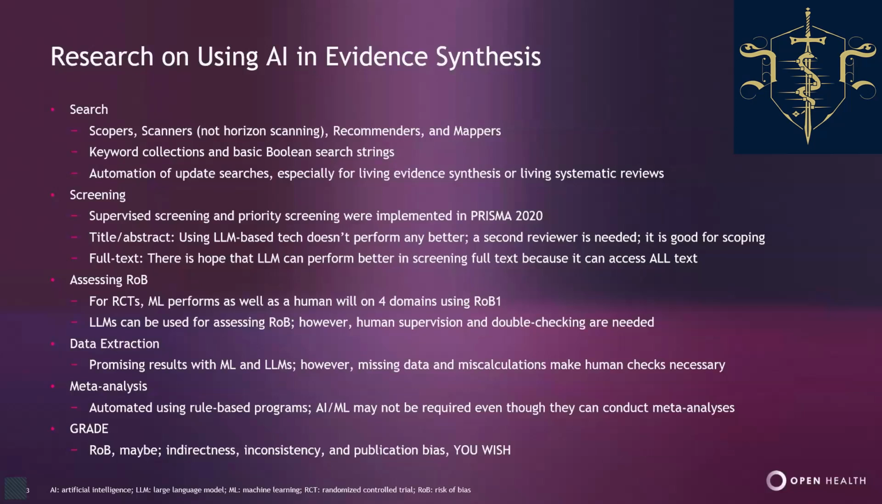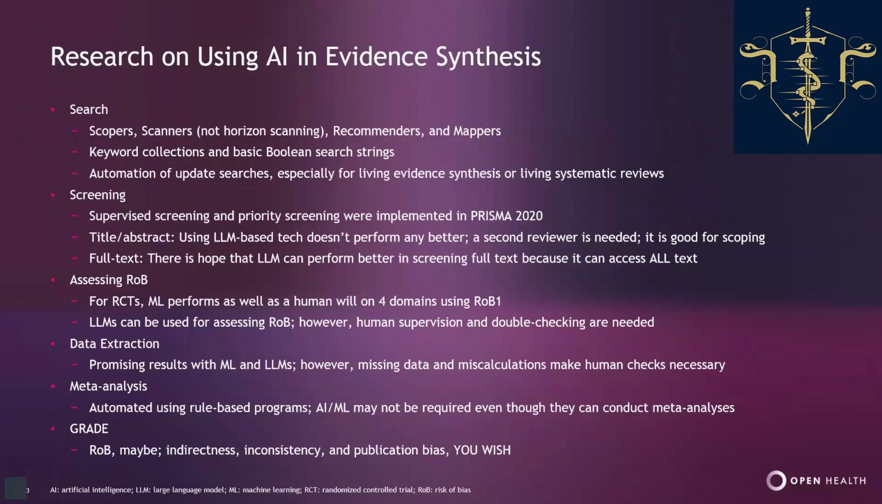And then AI is very good at automating the update searches. The reason is that from the base search, the first search that you've done, the machine can learn a lot while you are screening. And when the update search comes in, it can automatically classify the records as relevant or irrelevant. It is very useful when you are doing a living evidence synthesis, a living systematic review, or a systematic review that requires multiple update searches.